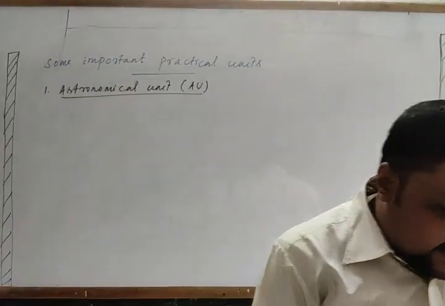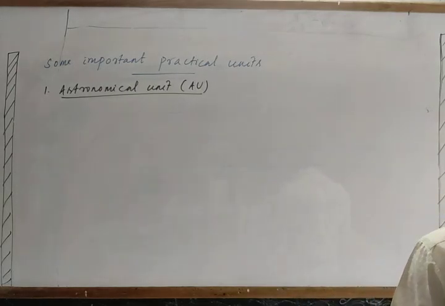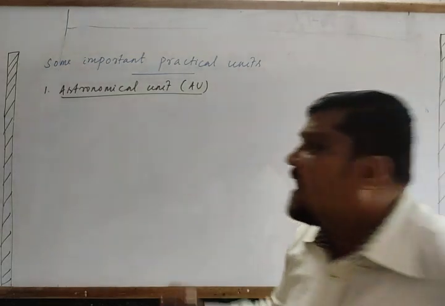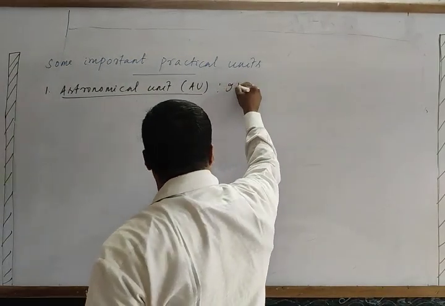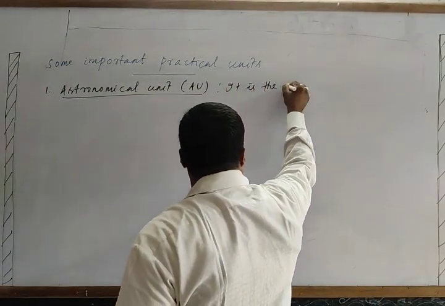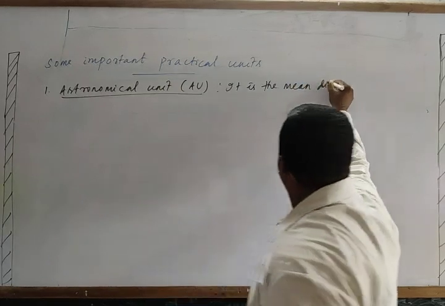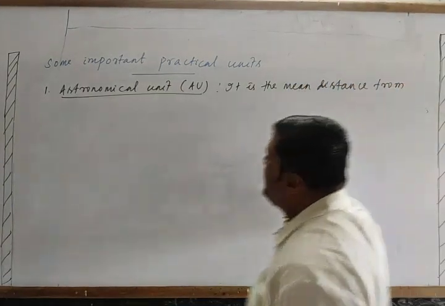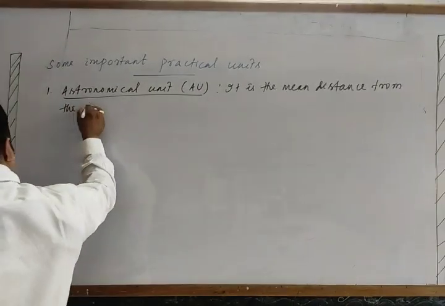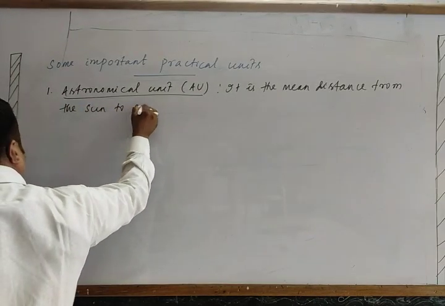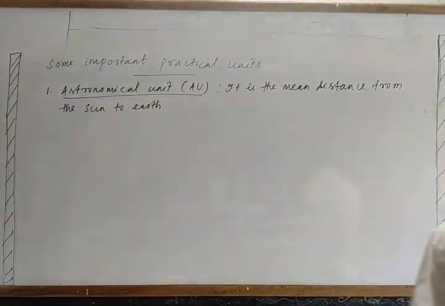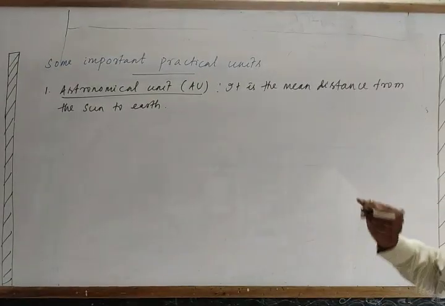So what is the astronomical unit? It is the mean distance of the sun from the earth. It is the mean distance from the sun to earth. Why this mean distance? Let me show what you see.